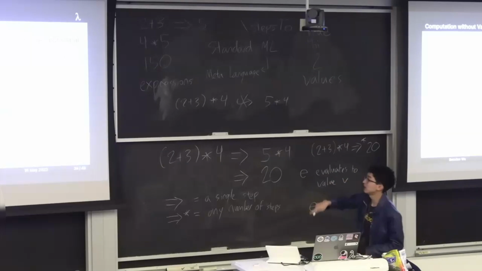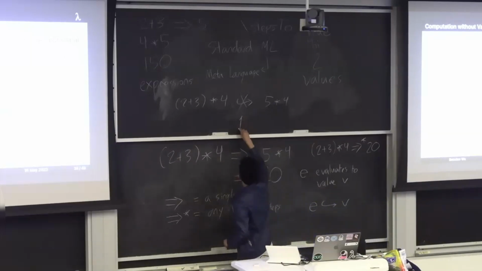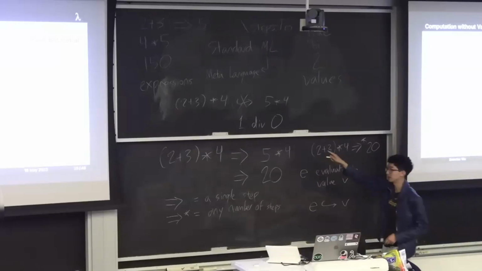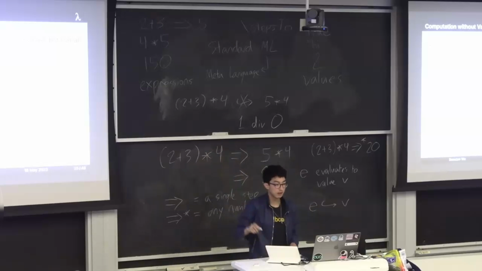So in this case it does, but not all expressions do, because we have expressions like 1 div 0. What value does this reduce to? You might guess, based on the fact I just said that not all computation traces evaluate to values, that in fact it does not, right? What happens in standard ML when we evaluate this?